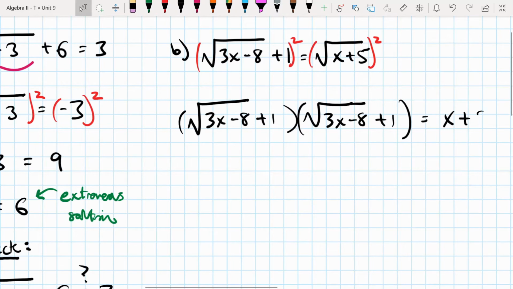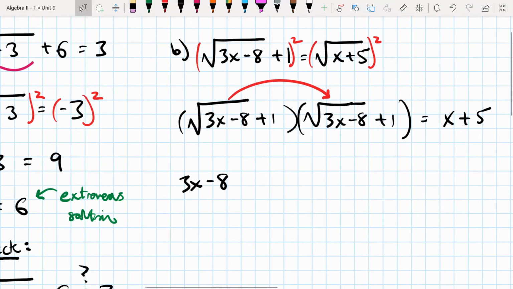And then the right-hand side is just going to stay. The operations cancel, and so we're just left with a radicand. So now let's FOIL the left-hand side. When we multiply the square root of 3x minus 8 by itself, it's really just squaring it. And so we end up with 3x minus 8. That's this right here.